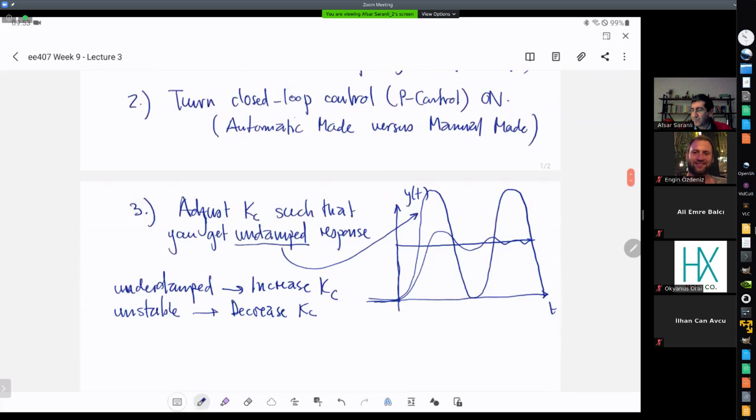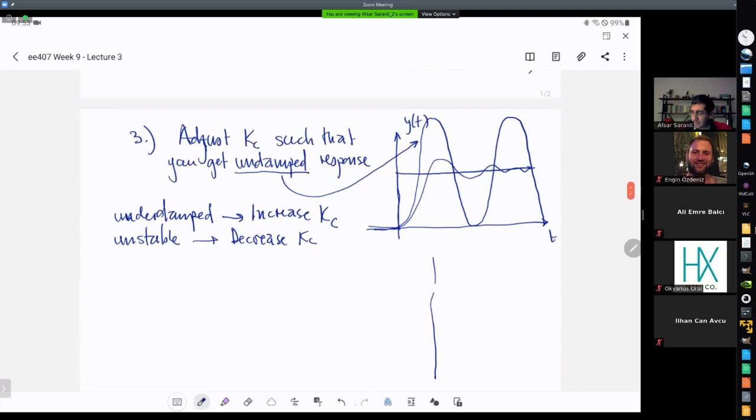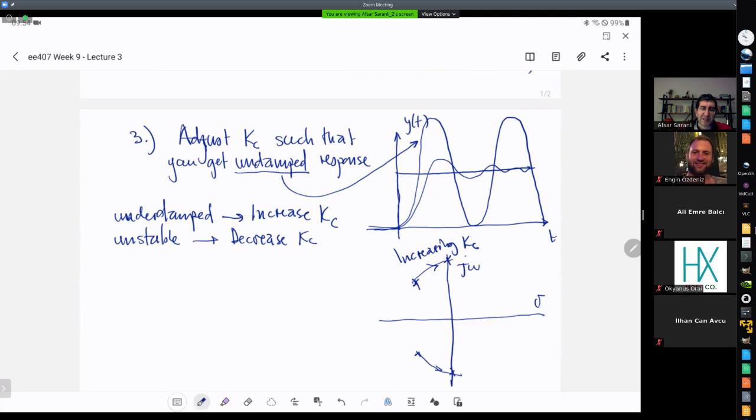Okay? So obviously this is logical for systems that basically have dominant second order poles. It can be a higher order system, but there will be a dominant response. Okay, so as you increase Kc, you will basically move towards the j omega axis. When you hit the j omega axis, you will observe oscillations that are not decaying with time.